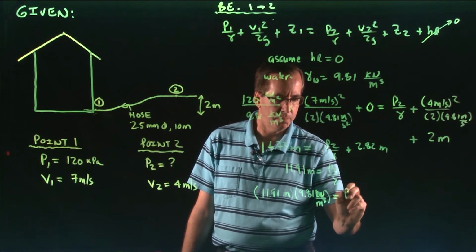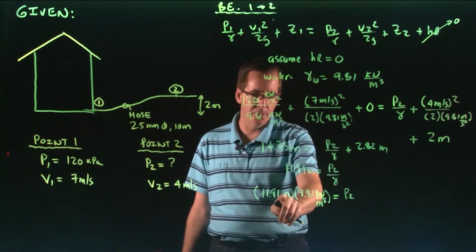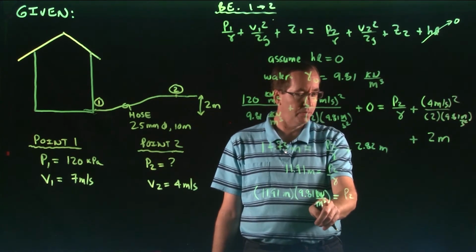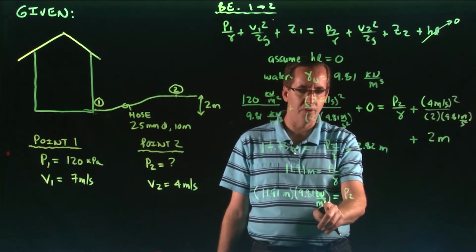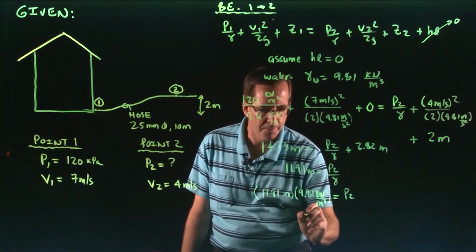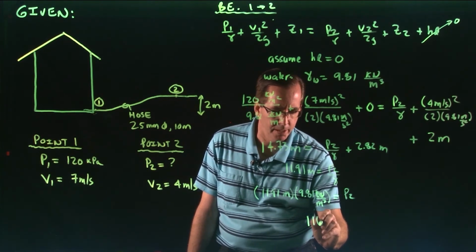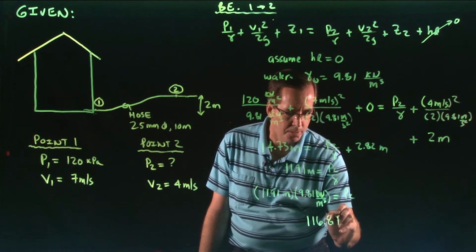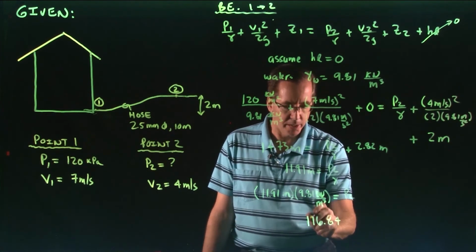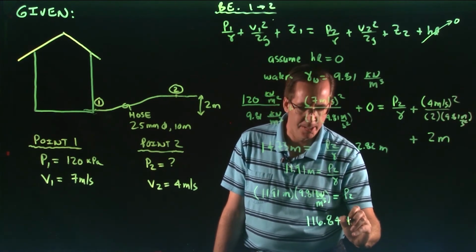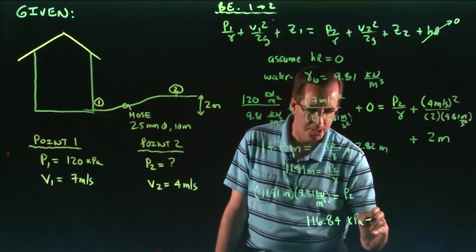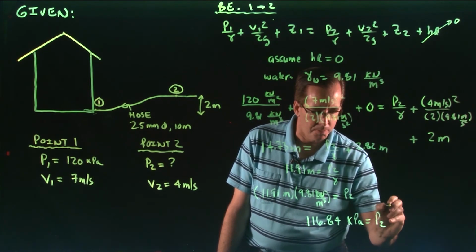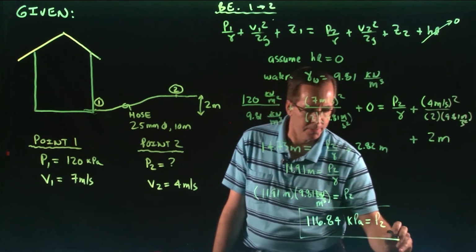And all that's going to be equal to P2. So you have meters, and then the denominator has meters cubed, so that's going to give us kilonewtons per meter squared. Okay. And a kilonewton per meter squared is also known as a kilopascal. So we have 116.84 kilopascals as our final pressure at that point.